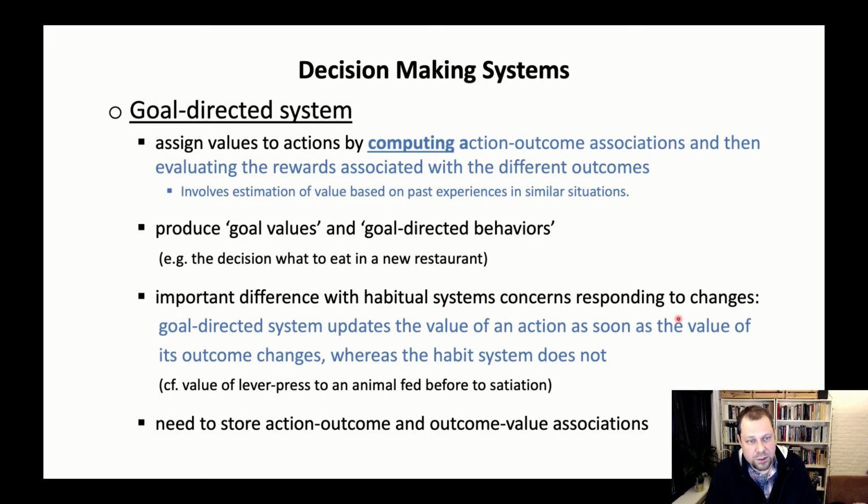And here, the goal system, in comparison to the other two systems, is able to update the value of an action when the environment changes, and this could be our internal environment. So when we are fed to satiation, when we're no longer hungry, the goal-directed system will tell us to stop eating because we don't want to gain too much weight, whereas the Pavlovian system, or maybe the habitual system, will tell us to continue eating because it remembers the value of food being relatively high.